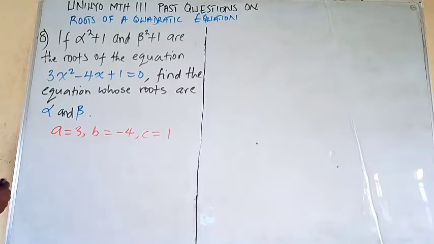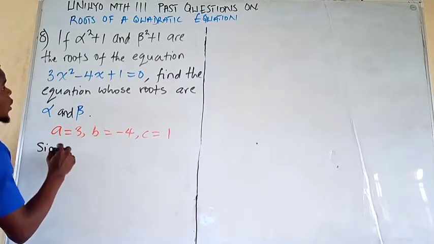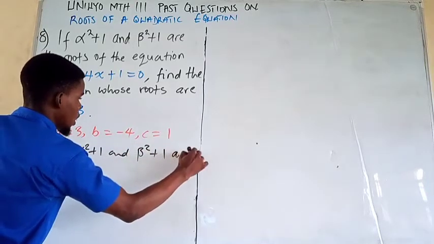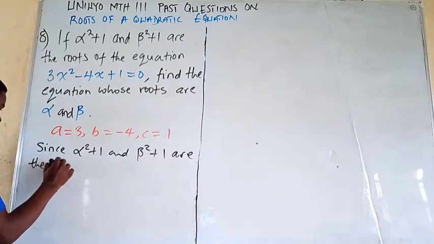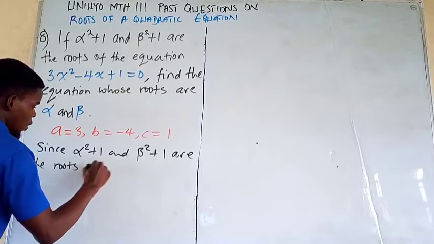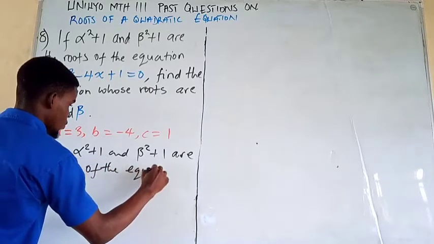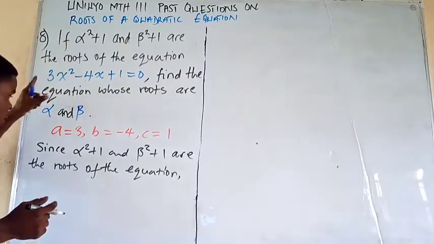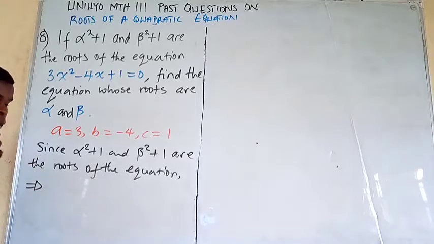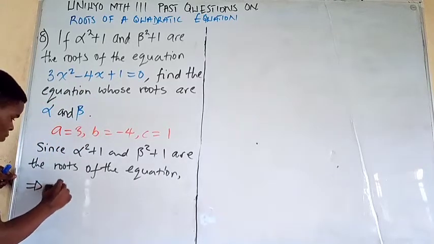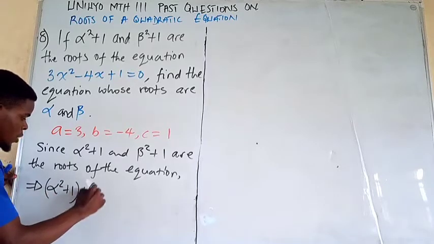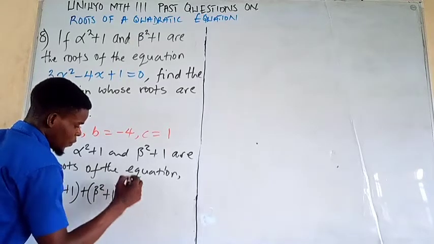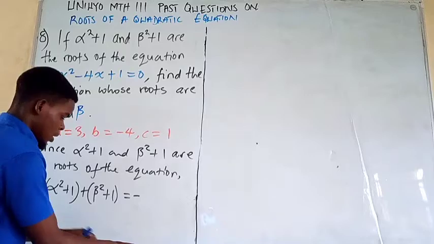Well, since alpha squared plus 1 and beta squared plus 1 are the roots of the equation, it means that the sum of the roots will give us -b over a, alright? It implies that the sum of the roots, that is alpha squared plus 1 plus beta squared plus 1, will give us -b over a.